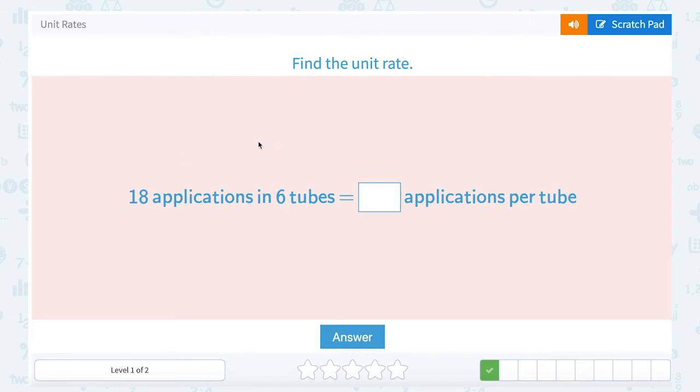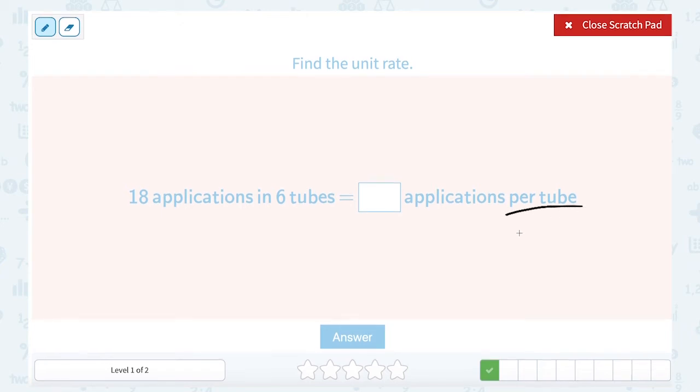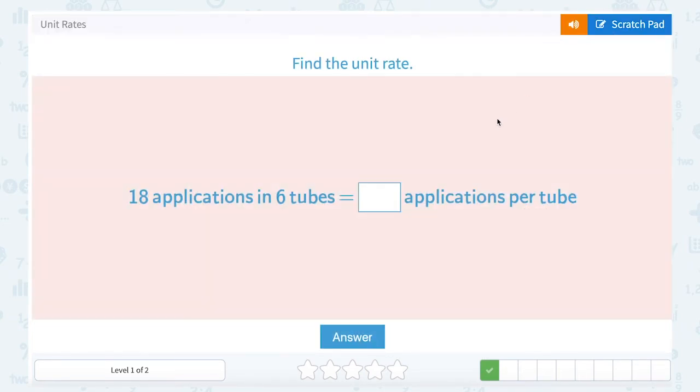We want to find the unit rate. We know we have 18 applications in 6 tubes, and we want to know how many applications per tube. And remember, that's what that unit rate means, per tube, meaning for each one tube. Well, we can divide this. We've got 18 applications in 6 tubes, so if we divide that, 18 divided by 6, that gives us 3. So that would mean we have 3 applications per tube for our unit rate.